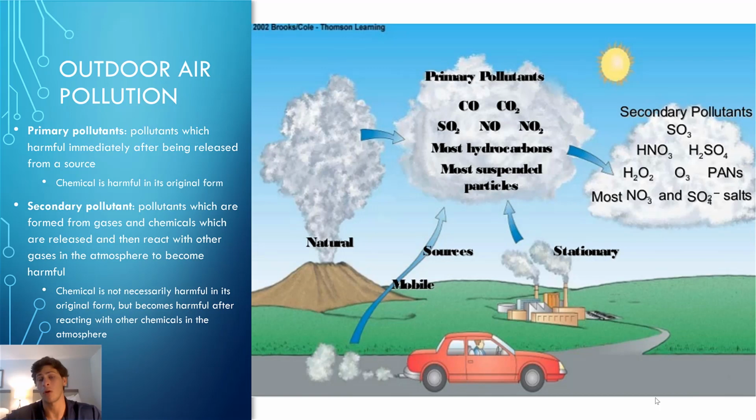Contrast that though with something called secondary pollutant or pollution. A secondary pollutant or secondary pollution refers to pollutants which are formed from gases that react normally with the ambient environment once they've already been released. So these pollutants aren't necessarily harmful the moment they're released, but they will react with something, normally sunlight, to produce a far more harmful chemical than what they were when they were originally released, and so they are pollutants in their secondary form. So after a reaction with the ambient environment, they become a toxic chemical that then can harm organisms or the environment at large.